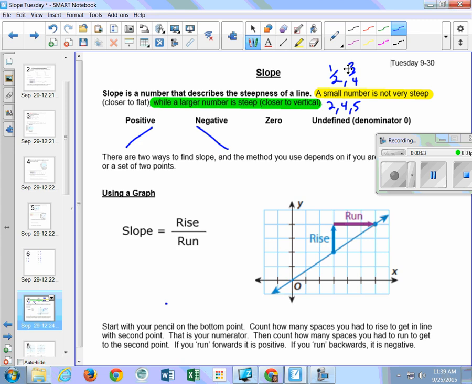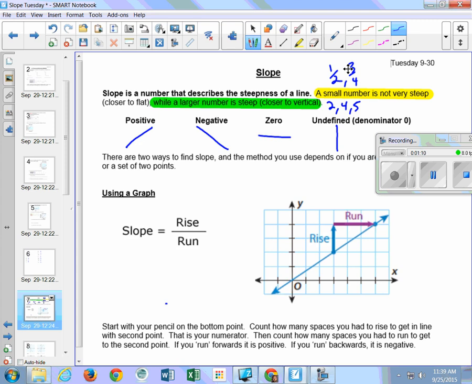A zero slope, something that has no slope, we think of as something that is flat. Okay? And undefined is something getting divided by 0. It's going to be up and down. It should go up and down, and it's undefined.